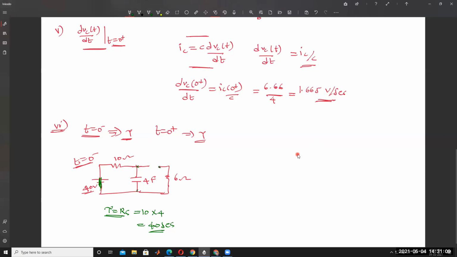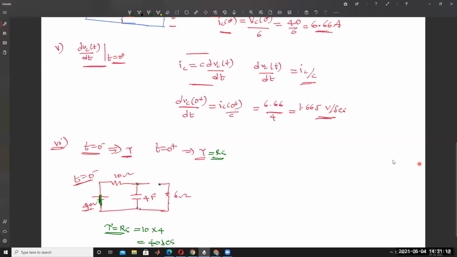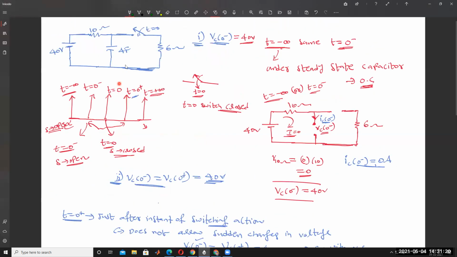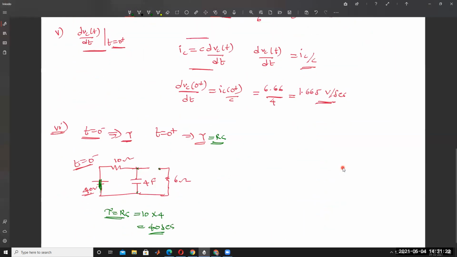And at t is equal to 0 plus, what is the circuit here? The time constant is also equal to RC. What is the circuit composition? At t is equal to 0 plus, the circuit is closed. Under the closing condition, this is the circuit. This is a capacitor of 4 farads, this is 40 volts, and this is a 10 ohm resistor. After the switching action, the switch is closed, and the 6 ohm resistor is connected like this.